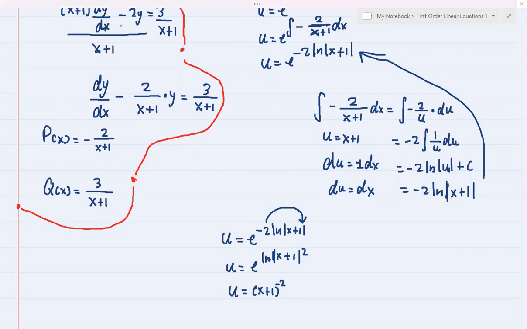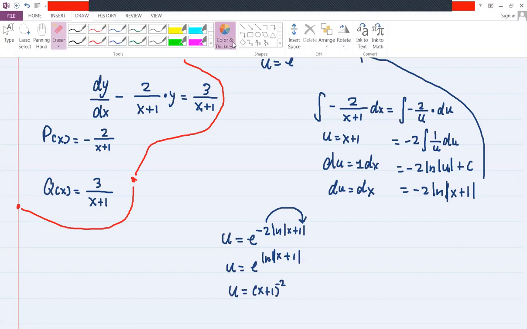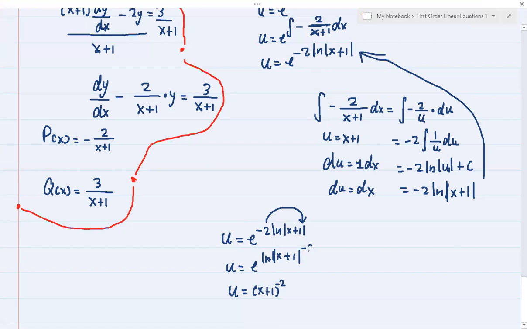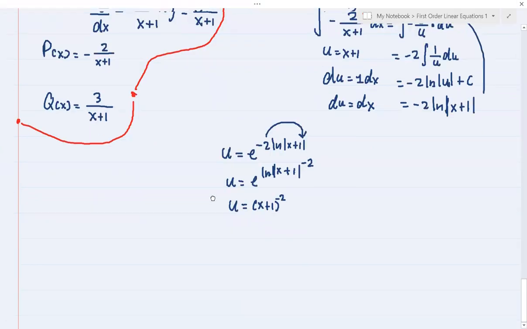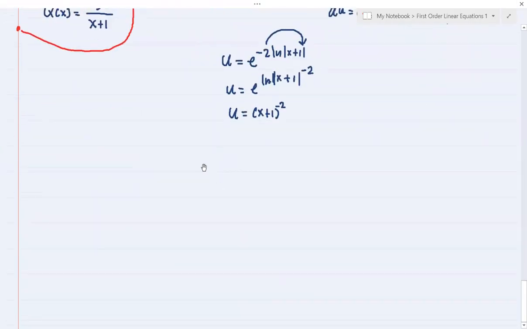So, there we go. We can now proceed to the last step. Okay, so this is u times y is equal to the integral of your u times q of x.